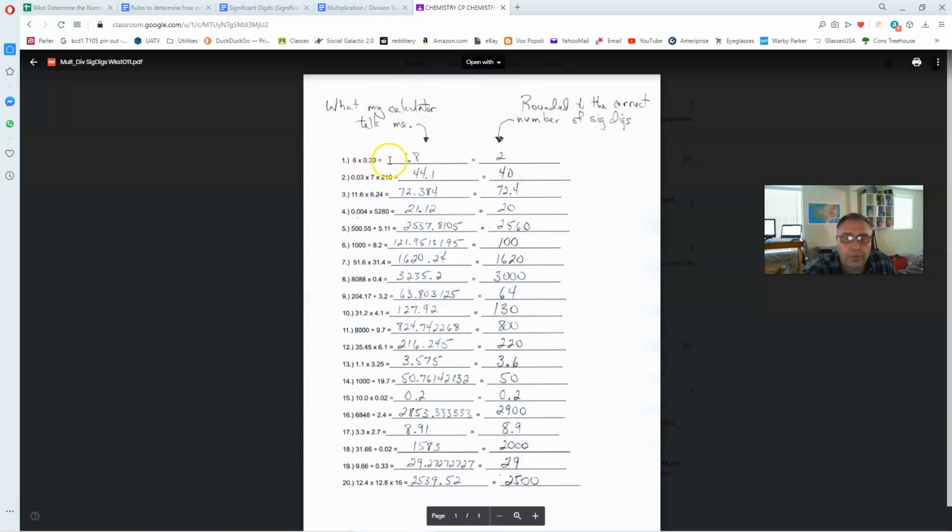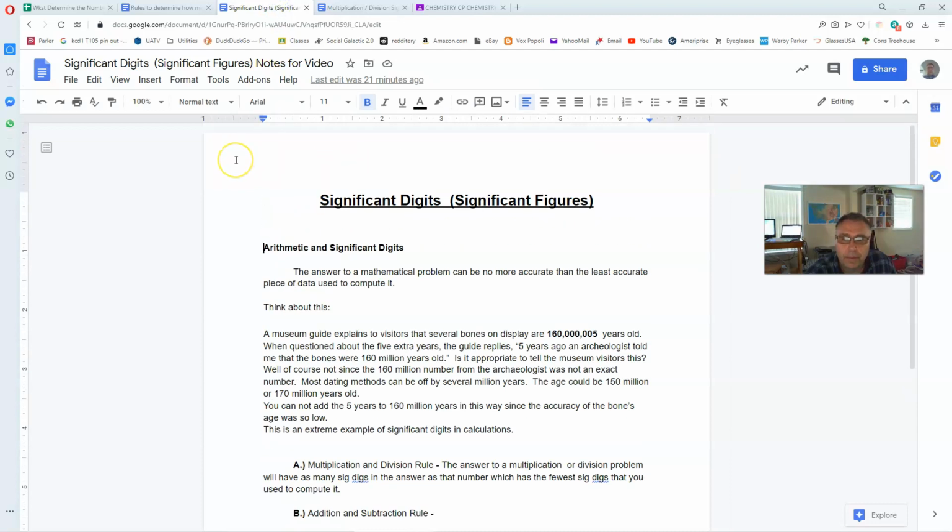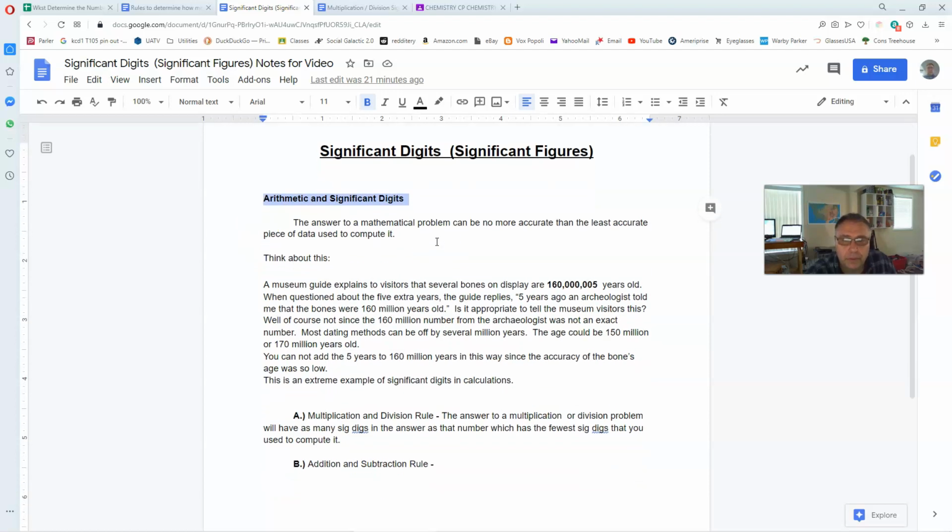6 times 0.30 is 1.8. But is that really the proper way to express our answer? Well, that is the question of the day, really. So we're going to have a discussion of arithmetic as it has to do with significant digits. All right, the basic premise here is that the answer to a mathematical problem can be no more accurate than the least accurate piece of data used to compute it.